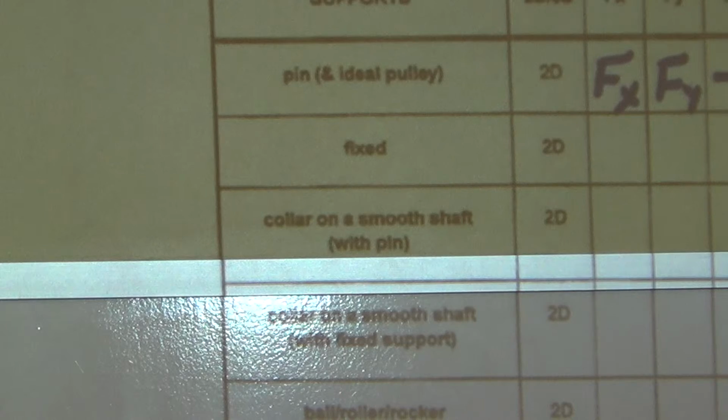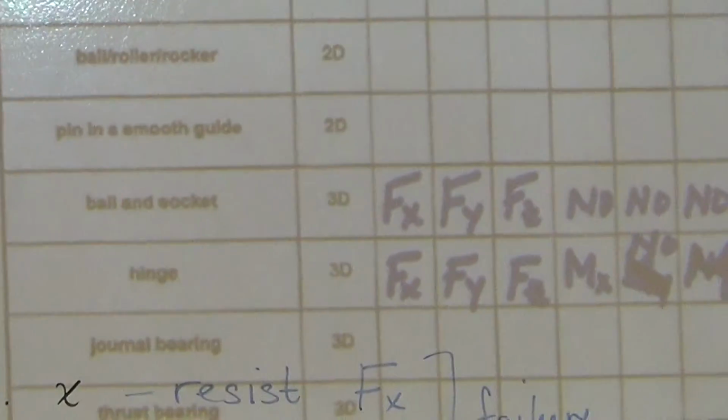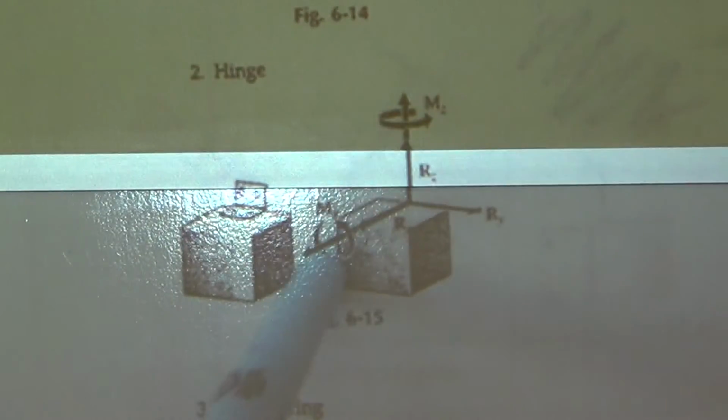And then for the hinge, how many reactions are at the hinge support? Five. Three forces and two moments. And then you would have to draw them. And let's look at the hinge here. Here's the hinge, and sure enough, they drew the three forces, and then they drew the two moments.